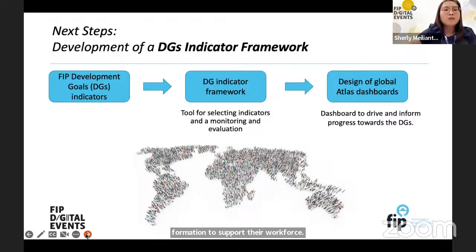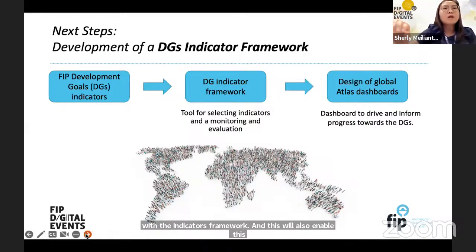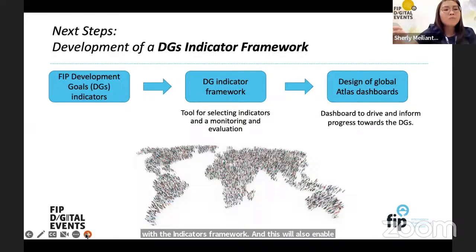So what we will do now, we are currently developing a tool for selecting the indicators, and following up on that, we will develop a DG indicator framework as a tool for selecting the indicators and also to monitor and evaluate the indicator framework. And this will also enable the design of a Global Atlas dashboard that will drive and inform the progress towards the development goals. So that would be the plan for the next step.